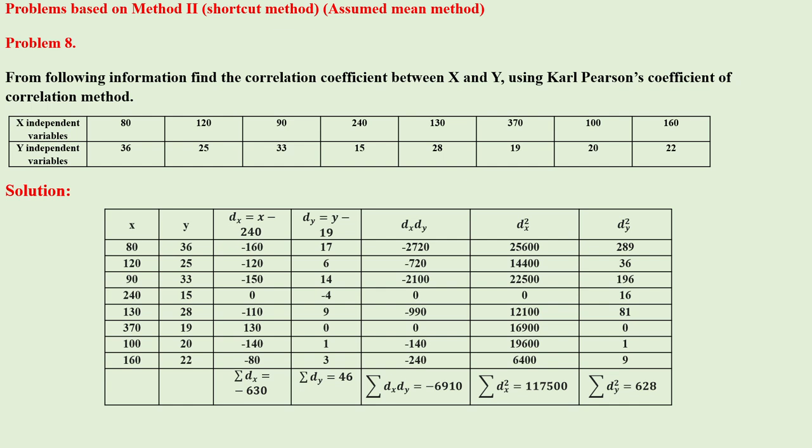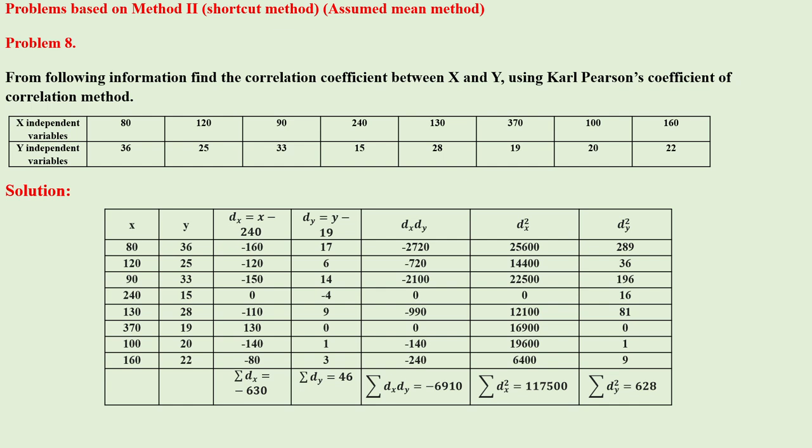Now we have to find y minus 19. So subtract: 36 minus 19, 25 minus 19, 15 minus 19, 28 minus 19, 19 minus 19, 20 minus 19, 22 minus 19. We get 17, 6, 14, minus 4, 9, 0, 1, 3. That is dy. Adding all of these, summation dy is equal to 46.